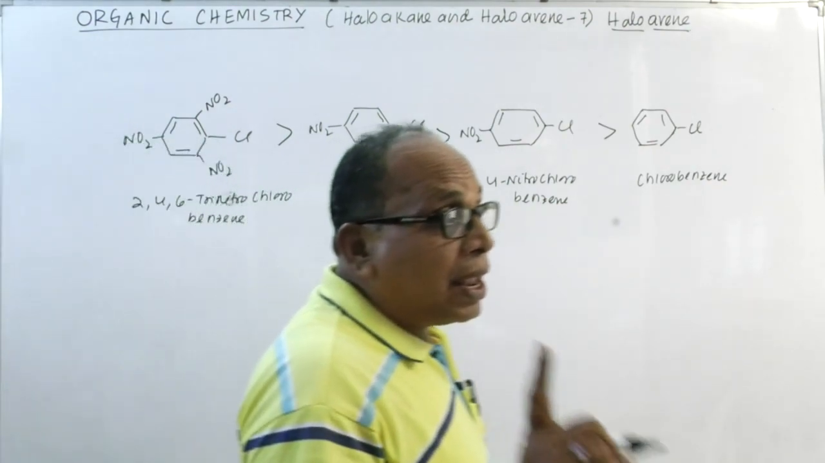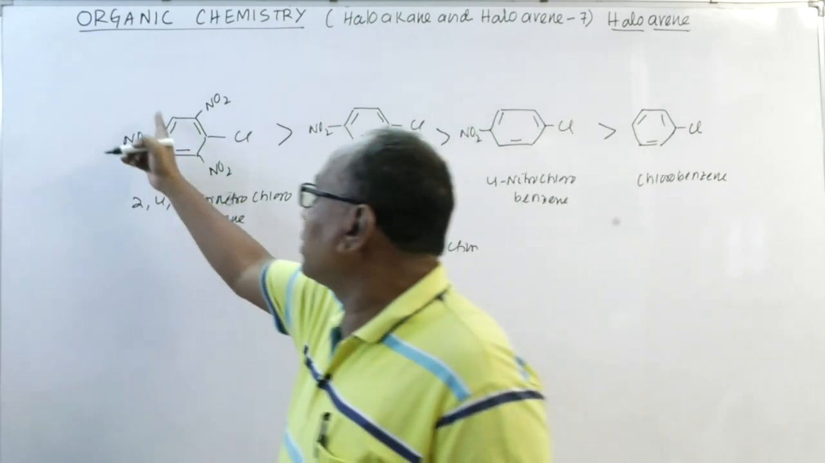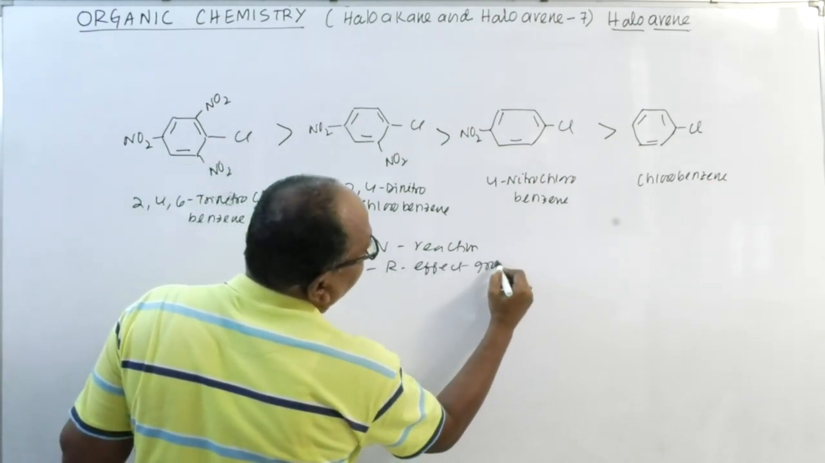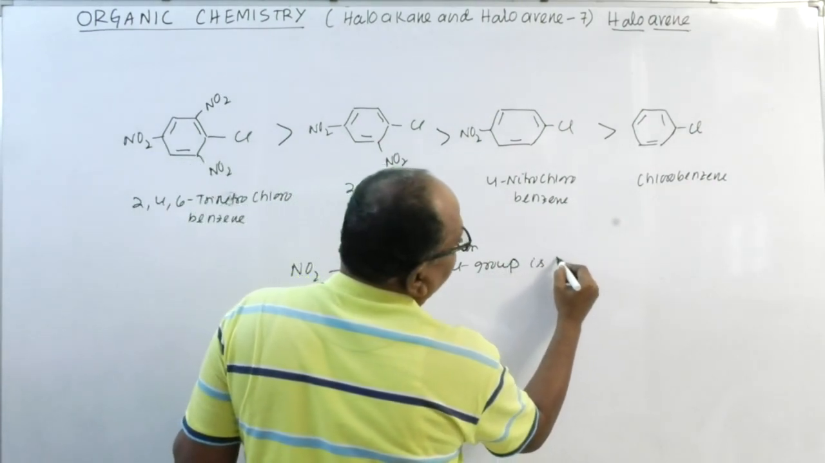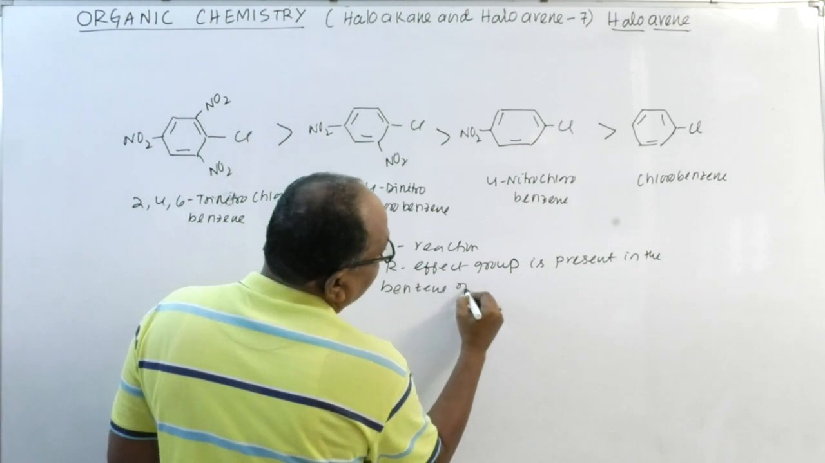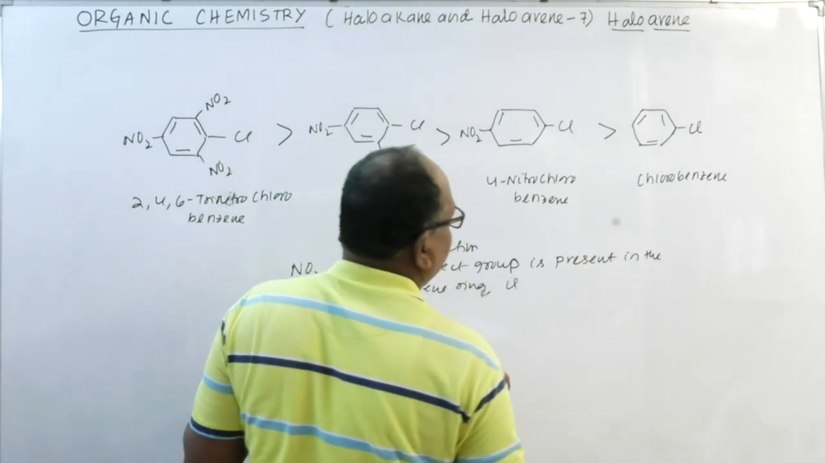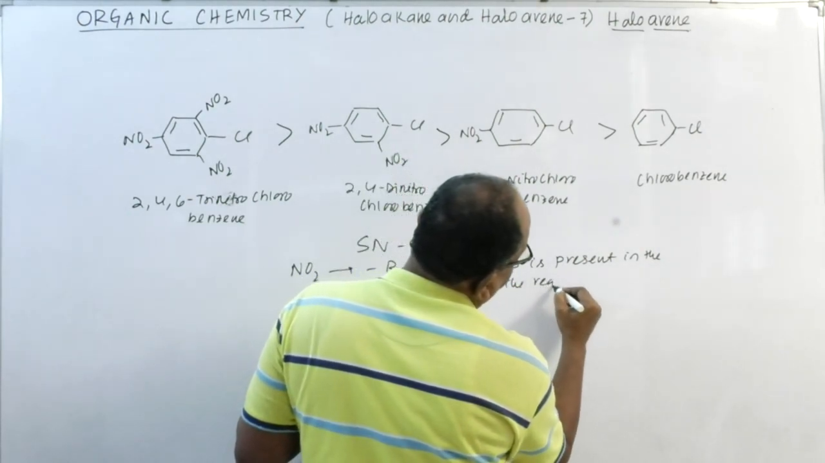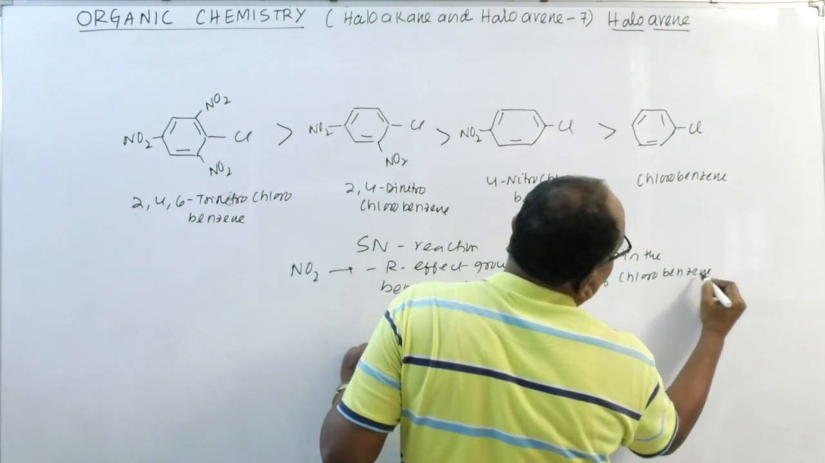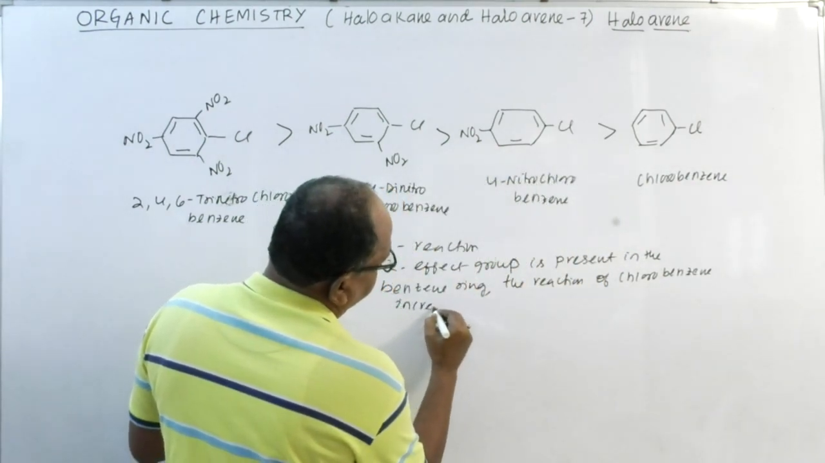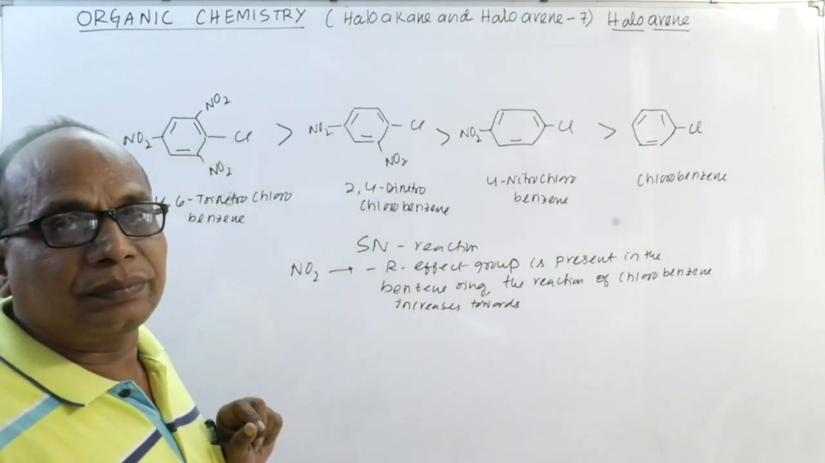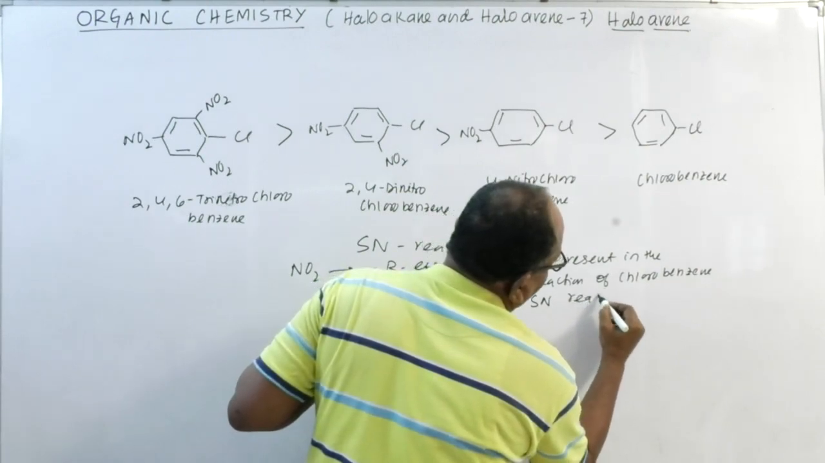Because when a minus R effect group is present in the benzene ring, the reactivity of chlorobenzene increases towards SN reaction. This group is called what? The NO2 group is a minus R effect group.